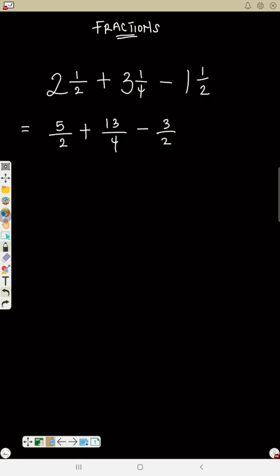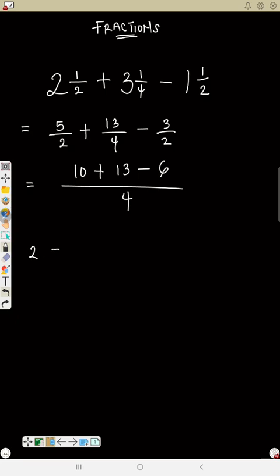3 over 2. So now the LCM of everything is 4. Now 2 in 4 is 2. 2 times 5 is 10, plus 2 in 4 is 1, 1 times 13 is 13. 2 in 4 is 2, 2 times 3 is 6. As I say, the LCM of everything is 4.